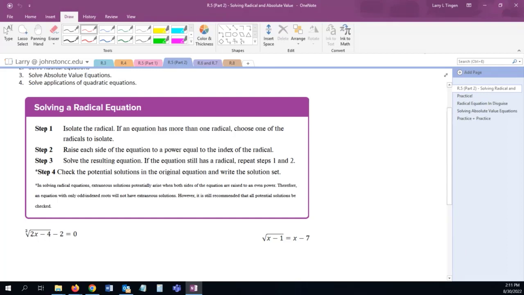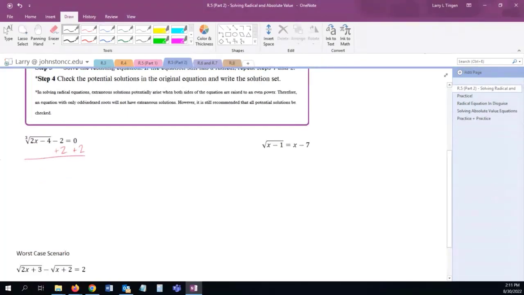So whenever I get a problem like this, my first step is to isolate the radical. Well, the radical is literally the thing that has the root in it. This is a cubed root. So that means this 2 needs to go to the other side. I'm left with the cubed root of 2x minus 4. It is equal to 2.